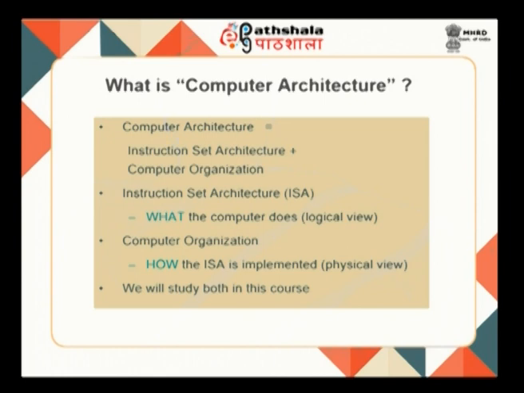So, it gives you a physical view of how whatever you have specified that the processor will do is actually getting implemented. So, basically we give a specification here, we say these are the things that the machine is capable of doing, that is specified in your instruction set architecture, and how it actually gets implemented gives you the computer organization part. So, both these put together is normally called computer architecture, and in this course we are trying to cover both the computer organization part as well as the ISA part.